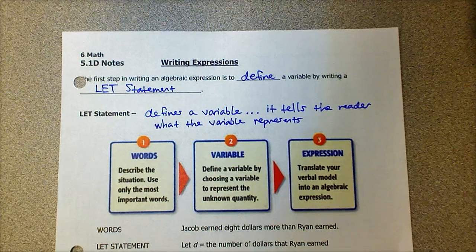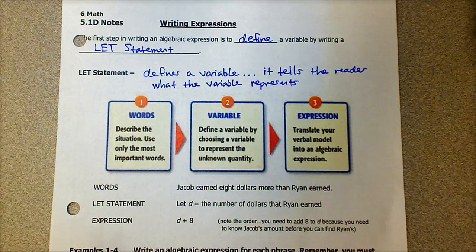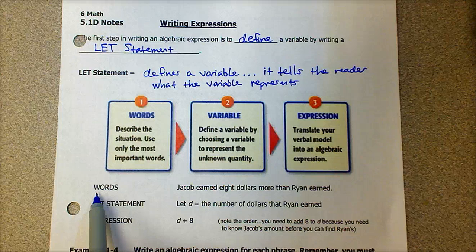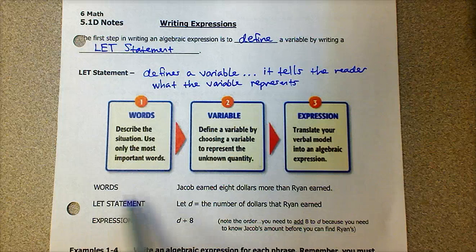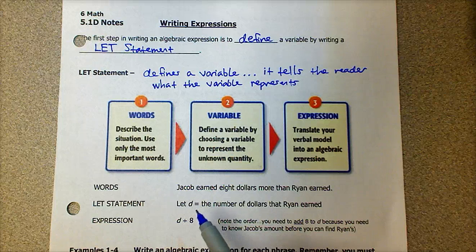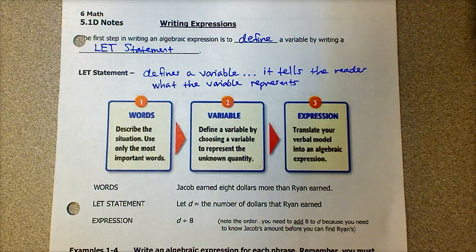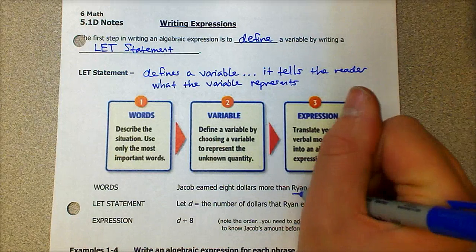Okay, so we're going to look down here at this diagram that I have, and this is basically a three-step process. You'll start with some sort of a word problem or a word statement. So for instance, let's say I gave you the statement, Jacob earned $8 more than Ryan earned. If I wanted to write an algebraic expression, so that means using variables and operation symbols and numbers, to write an expression to represent this word situation, it would be difficult because I don't know how much Ryan earned. This part here is unknown.